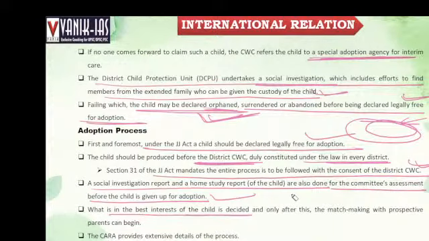And matchmaking with prospective parents can begin. That means what type of children they want, right? So if somebody wants a girl, somebody wants a boy, somebody wants a particular age, in those cases matchmaking with prospective parents can start.